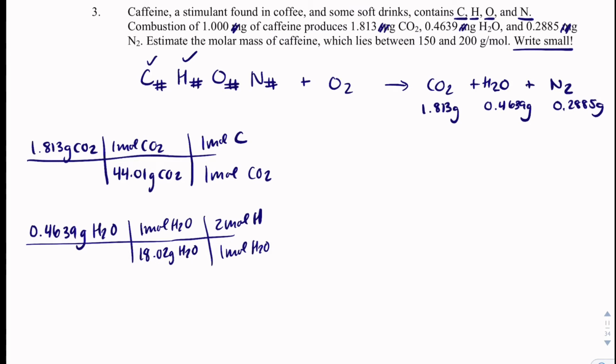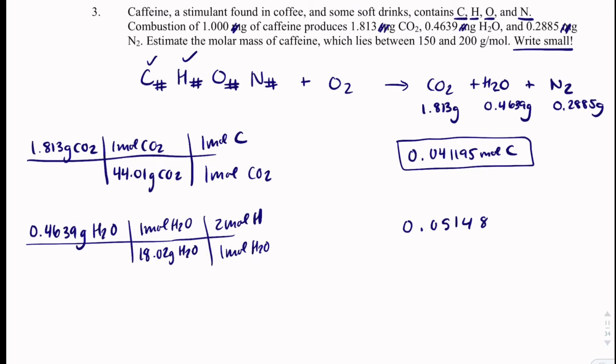I think things are going to get a little bit crowded, so I'm going to write them down and then box them because we will need them later. But 1.813 divided by 44.01. Okay, we get 0.041195 moles of C, and I'm going to box that for right now just so I don't lose it. And 0.4639 times 2 divided by 18.02, we get 0.051487 moles of H.